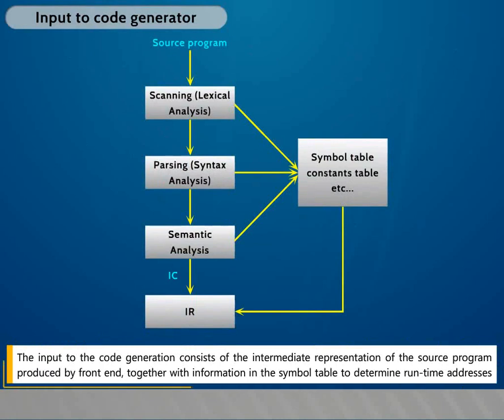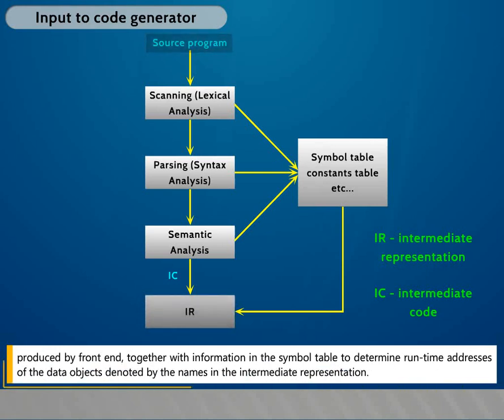Input to code generator. The input to the code generator consists of the intermediate representation of the source program produced by the front end, together with information in the symbol table to determine runtime addresses of the data objects denoted by the names in the intermediate representation.